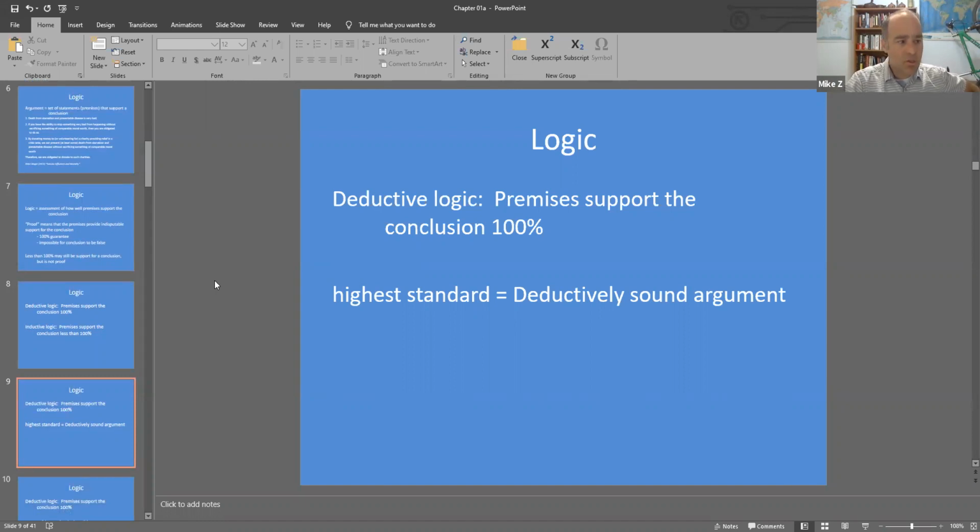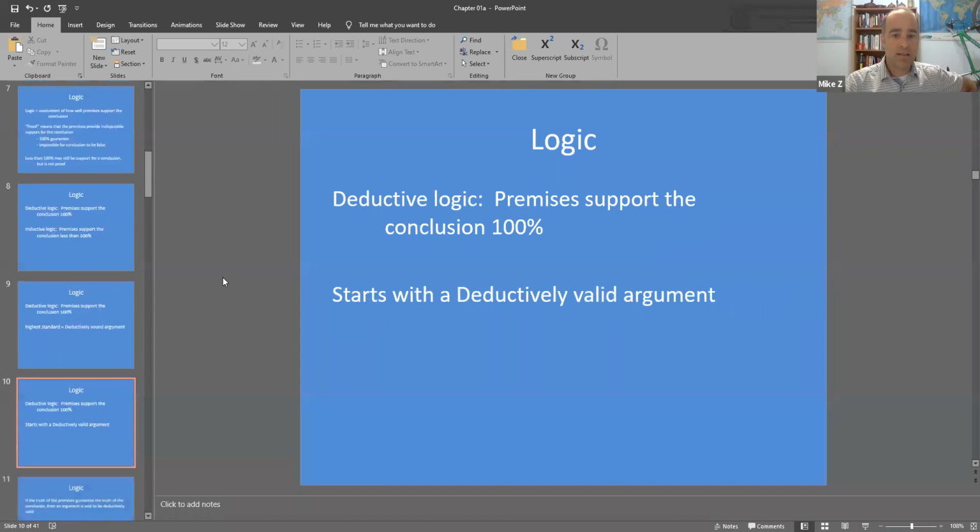It's a little harder to get 100% proof on everyday things or real life things that science might be studying. But nevertheless, this is what deductive logic is intended to do. Okay, so what we're going to focus on for the rest of this session is deductive validity, how an argument can be deductively valid, what that means, and a few examples of deductively valid arguments.